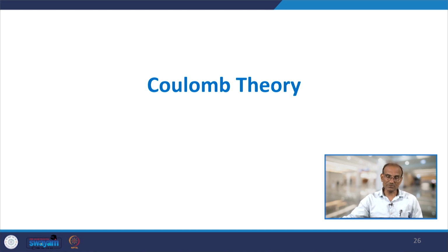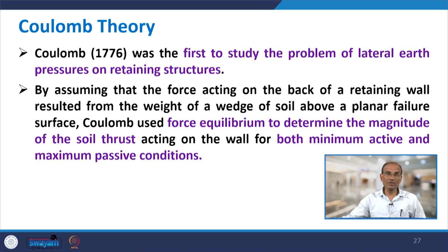Now, we quickly discuss Coulomb theory. Coulomb in 1776 was the first to study the problem of lateral earth pressure on retaining structures. By assuming that the force acting on the back of a retaining wall results from the weight of the wedge of soil above a planar failure surface, Coulomb used force equilibrium to determine the magnitude of the soil thrust acting on the wall for both minimum active and maximum passive conditions.